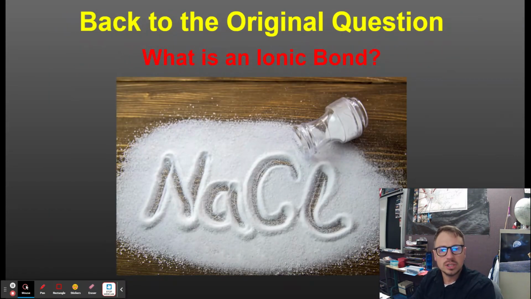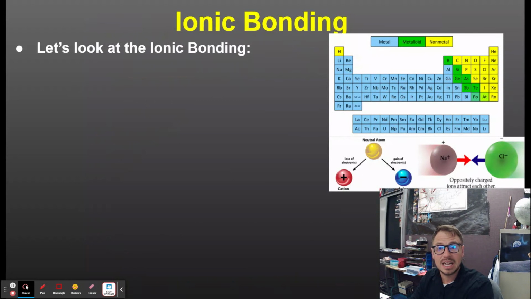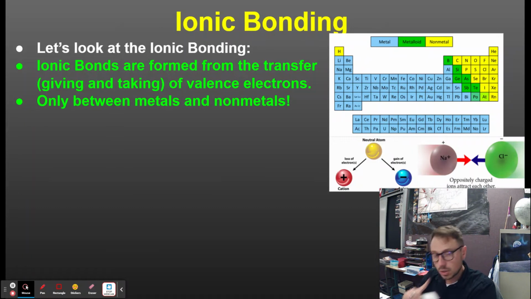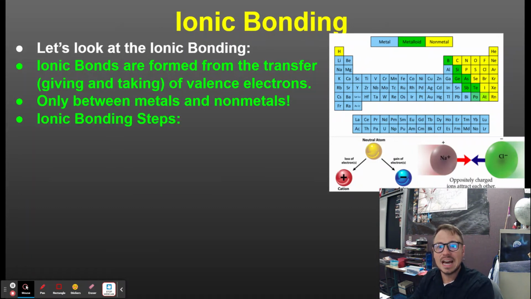So here's the original question here. What is an ionic bond? So I put sodium chloride there, which is just regular table salt, which is held together by an ionic bond. So ionic bonds are formed from the transfer, giving or taking of valence electrons. This is only between metals and nonmetals.